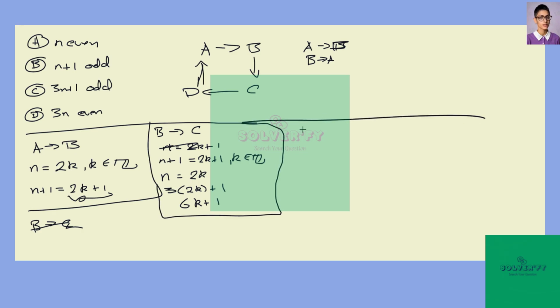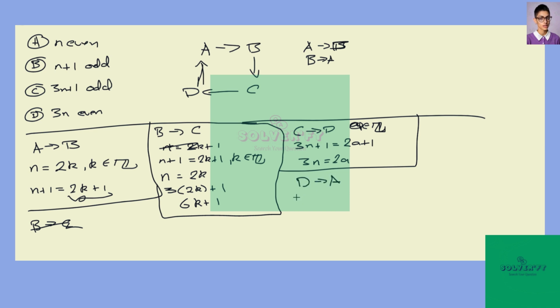Now we'll do C implies D. If 3n plus 1 is odd, we can write this as being 2a plus 1, where a is some integer. Subtract 1, and 3n is equal to 2a. So 3n is even because it's 2 times some number. So C implies D. Now finally, we want D implies A.